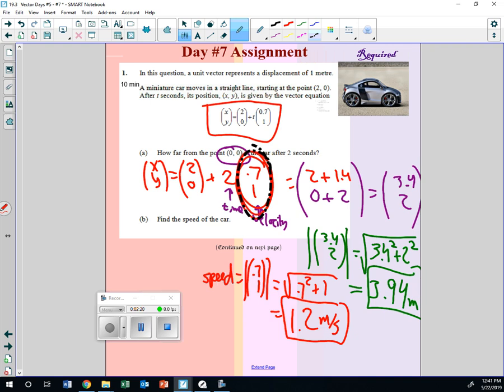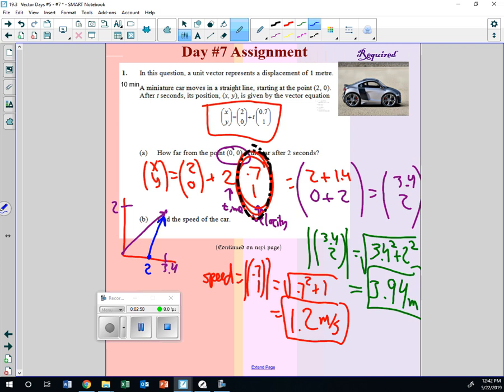Take your calculator. What's 3.94 divided by 2? It's not 1.2, is it? 1.97. Yeah, the reason it's not is because we're not starting at (0, 0). We're ending at (3.4, 2). That's where we're ending up, but we're starting at (2, 0).